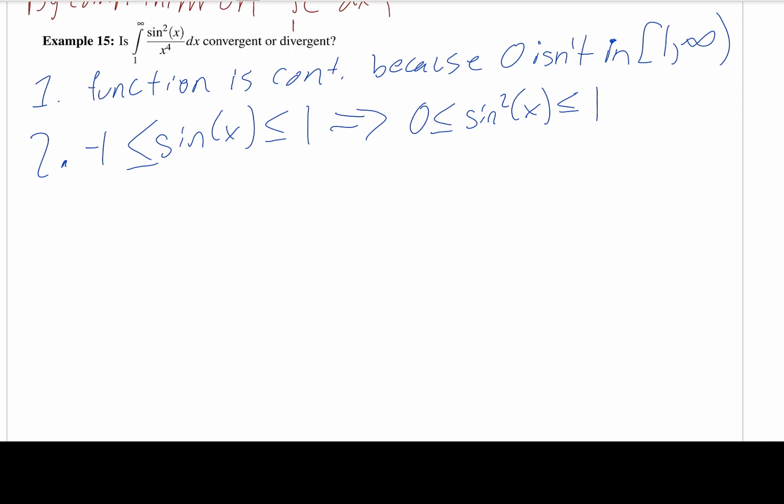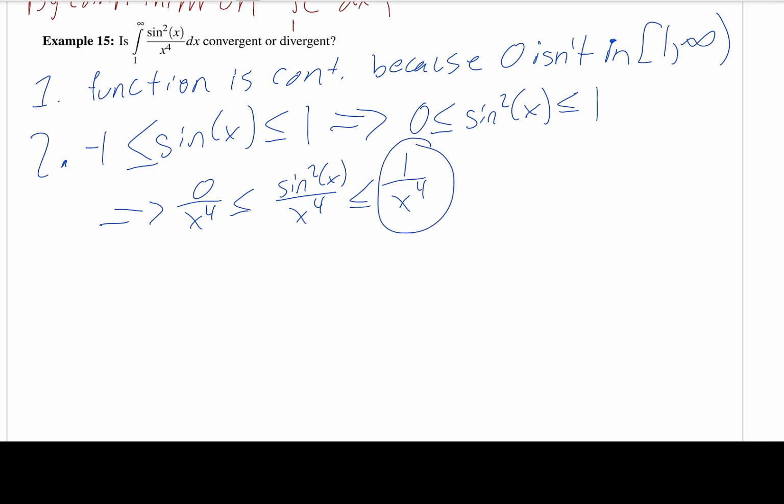Now, if I divide everything by x to the 4th, I get that 0 over x to the 4th is less than or equal to sine squared of x over x to the 4th, which is less than or equal to 1 over x to the 4th. This is okay, I don't have to worry about flipping inequality signs because our x values are in the interval from 1 to infinity, which means I'm not dividing or multiplying by a negative number. Right away, I'm looking at this as my comparison function because it's greater than our given function, and I know by the p-test it converges. So let's go ahead and write this out.